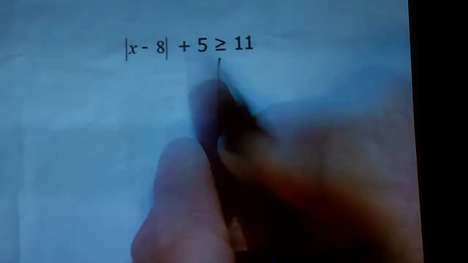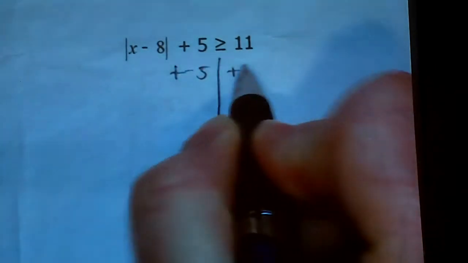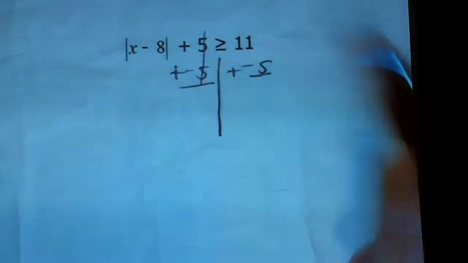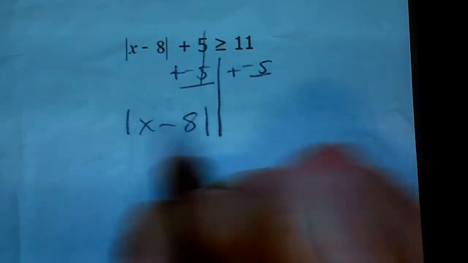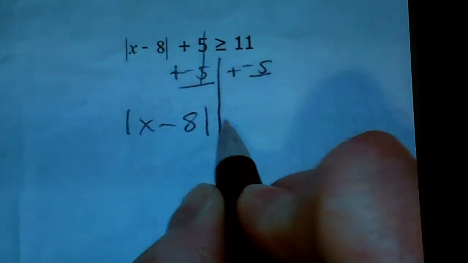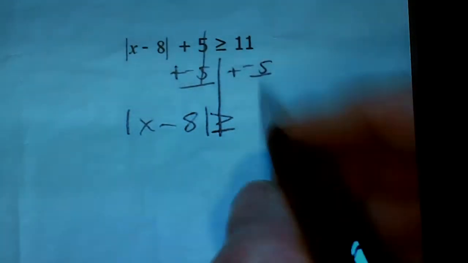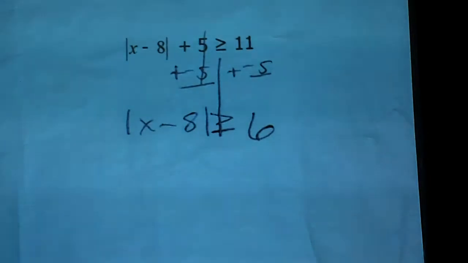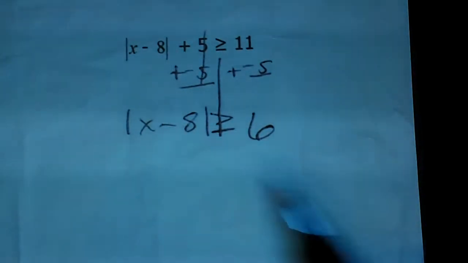Okay, so we have our absolute value symbol. There's a 5 here that's not inside. It's not with the in crowd, poor little 5. So we're going to get rid of it by adding a negative 5. So x minus 8 in the absolute value symbols is greater than or equal to, when you take 11 plus negative 5, it is 6. Okay, so I have this absolute value symbol isolated, right?